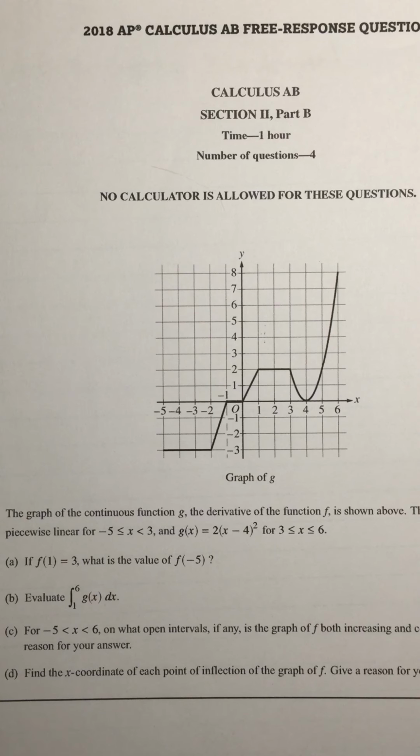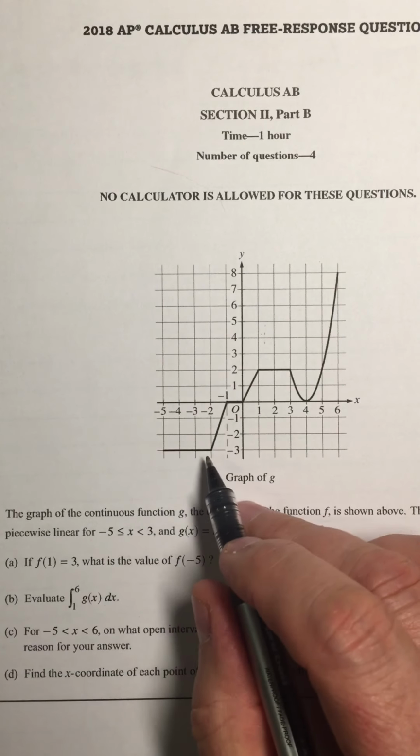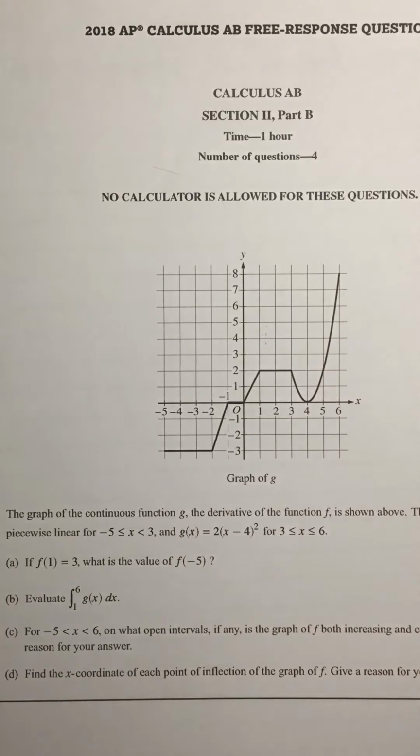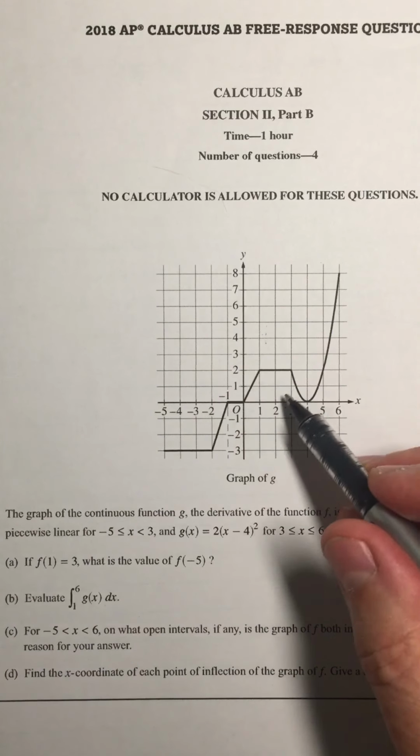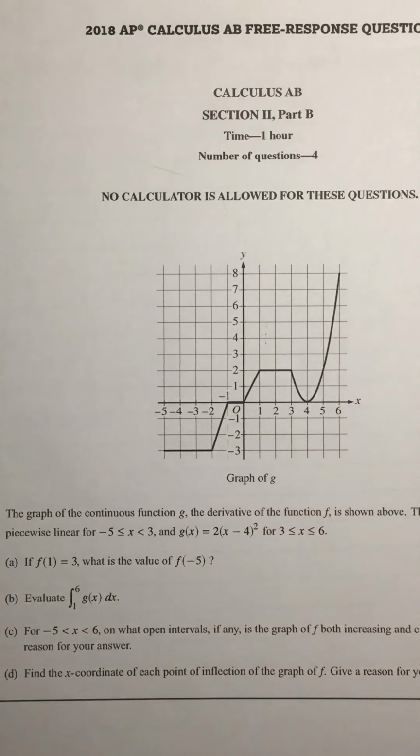So now we have the tools to address a couple of common popular themes for AP free response questions. What you see here is a graph. One of the main things you should notice when you see a graph that's a bunch of lines and often semicircles is that a lot of times they're going to want you to find the area under the curve. That's just a given.